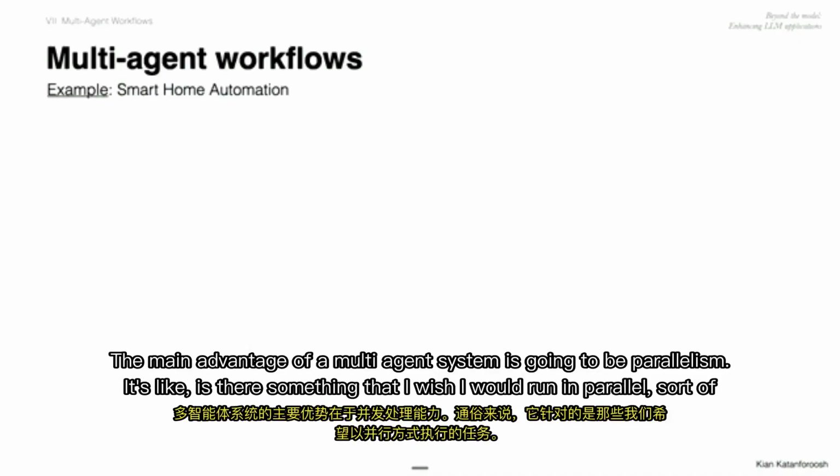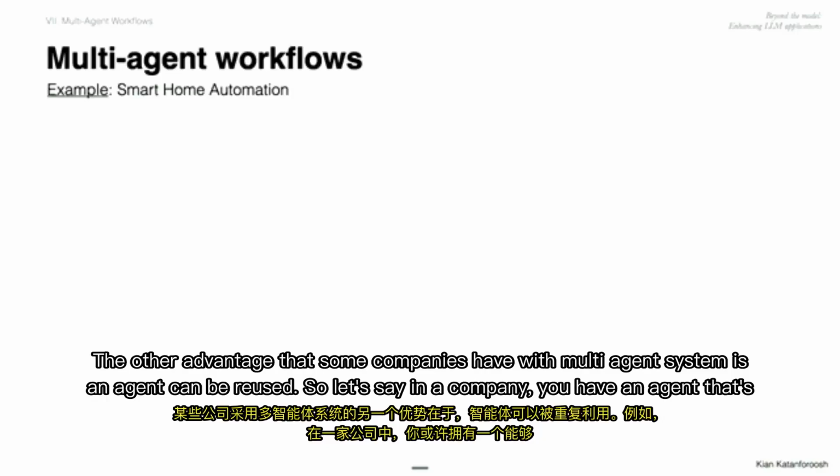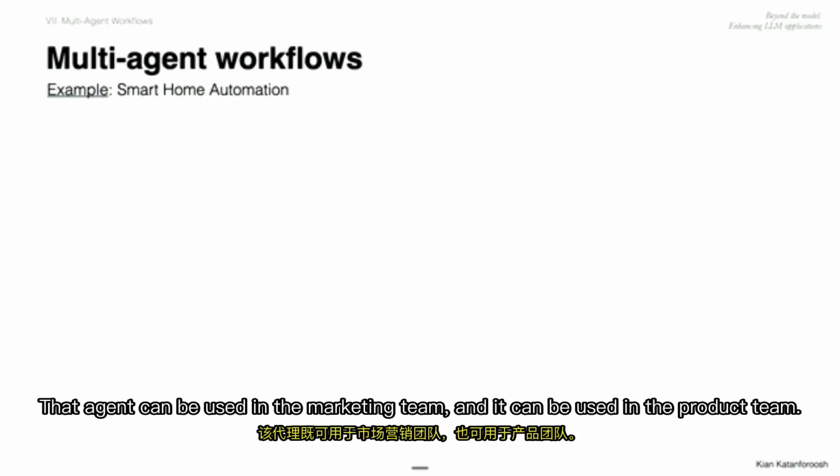The main advantage of a multi-agent system is going to be parallelism. Is there something that I wish I would run in parallel, independently, but maybe there are some syncs in the middle? That's where you want to put a multi-agent system. The other advantage that some companies have with multi-agent systems is that an agent can be reused. Let's say in a company you have an agent that's been built for design. That agent can be used in the marketing team and in the product team. So now you're optimizing an agent which has multiple stakeholders that can communicate with it and benefit from its performance.